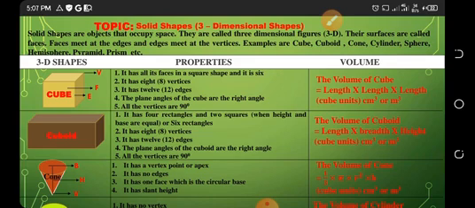Today, we are dealing with solid shapes. Last week, we read about plane shapes: the perimeter of plane shapes and the areas of plane shapes. Now we are moving to the solid shapes.